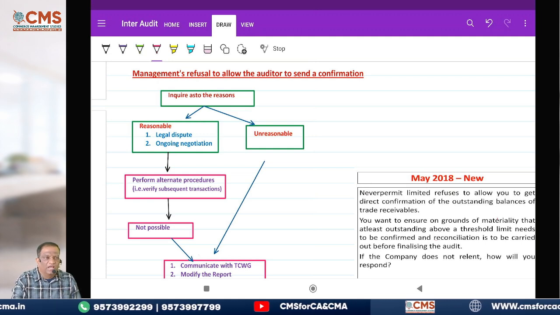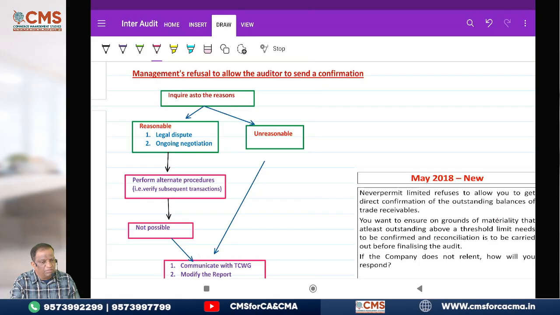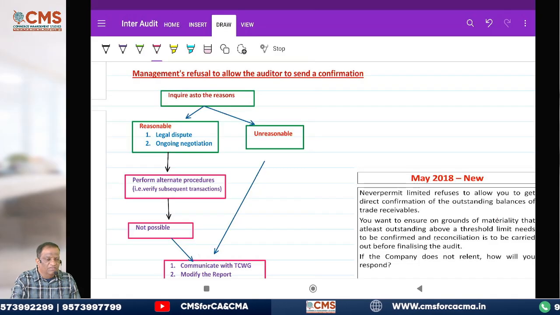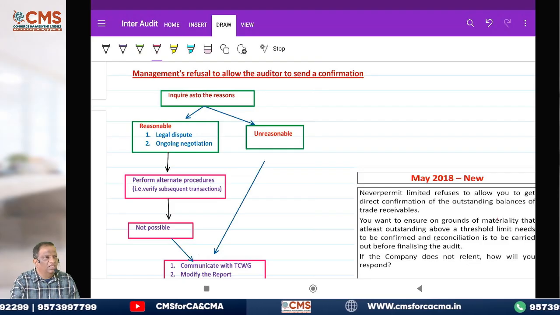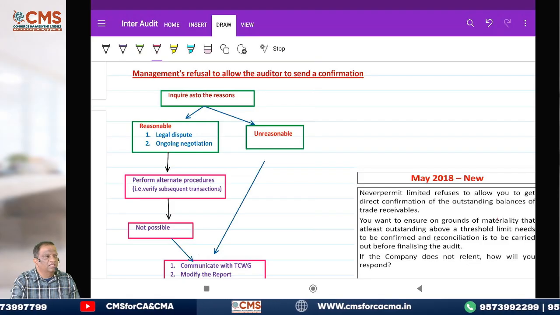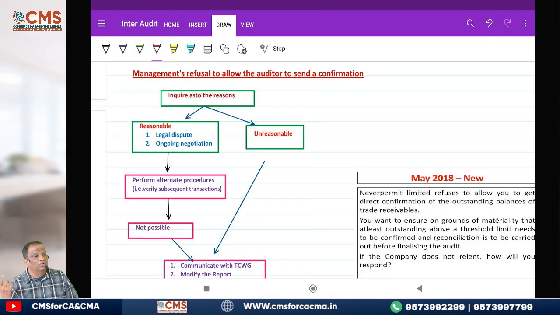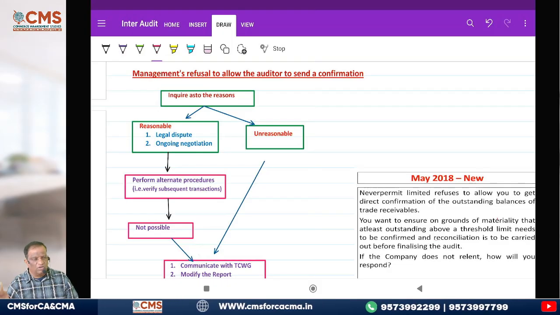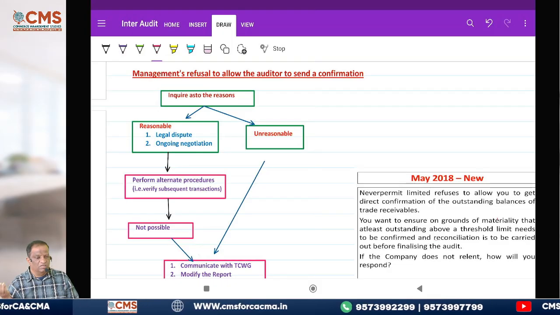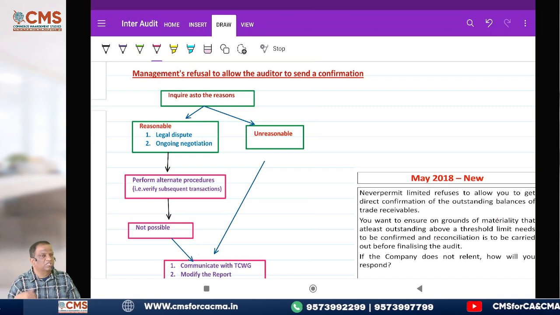Now, the background of this is, whenever I am sending external confirmation, I must take the approval of the management. So if the management is not agreeing, if the management is refusing to allow the auditor to do it, then because without their permission, I can't simply write a letter to the third party. But as an investigator, he can do it. CBI won't take your permission. They will go directly and take the confirmation. But as an auditor, I can't do that. So I have to take the management's approval.